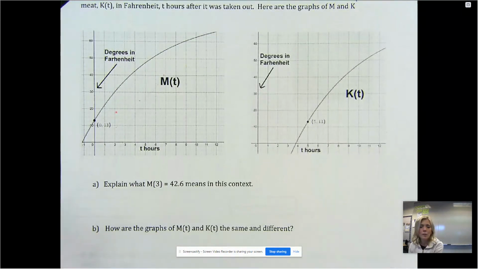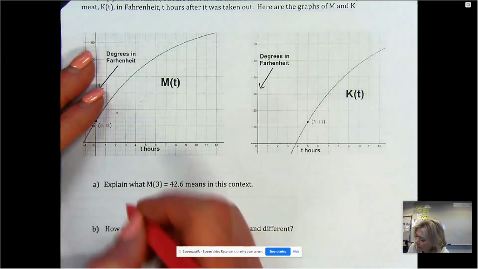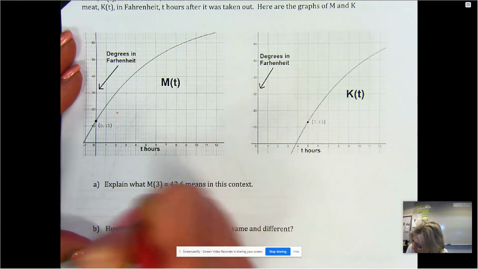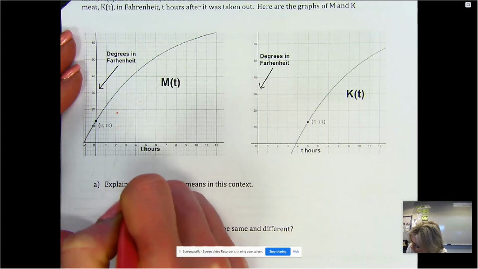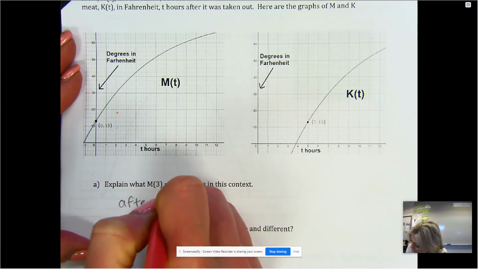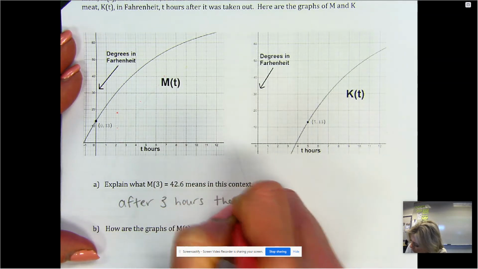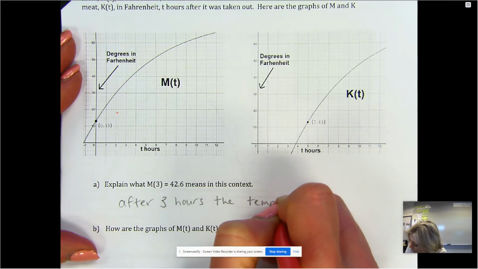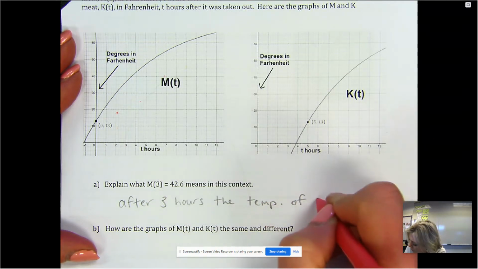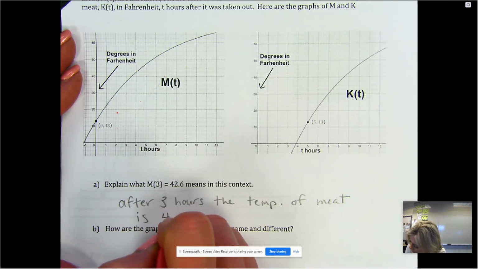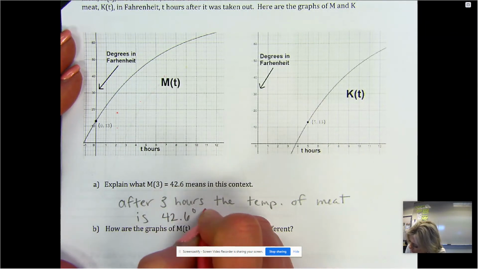So first of all, explain what m of 3 equals 42.6 means in this context. It means that for this first graph, after 3 hours, the temperature of the meat is 42.6 degrees Fahrenheit.